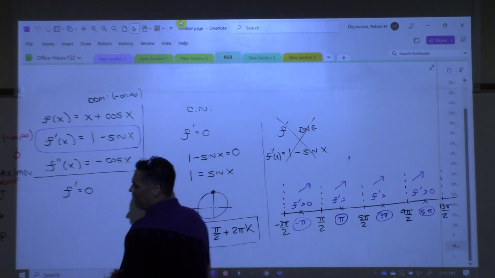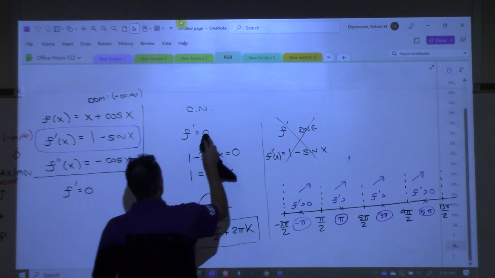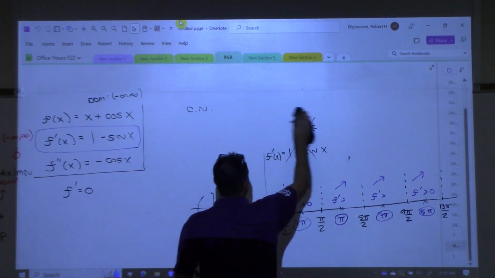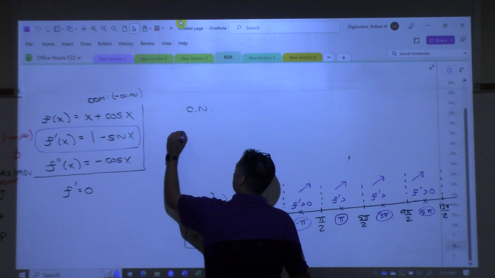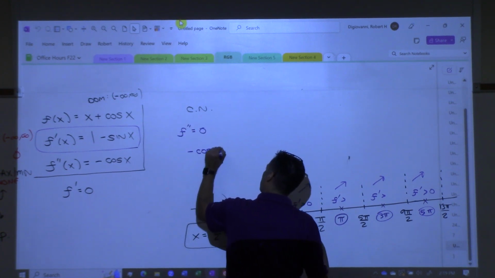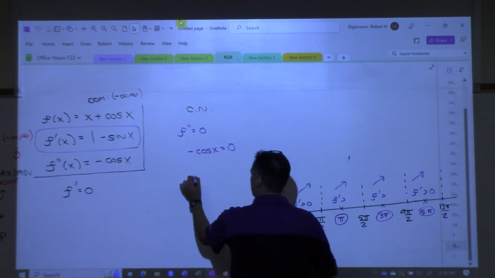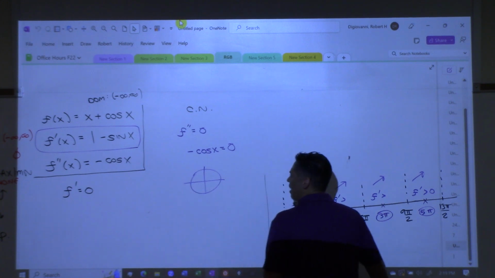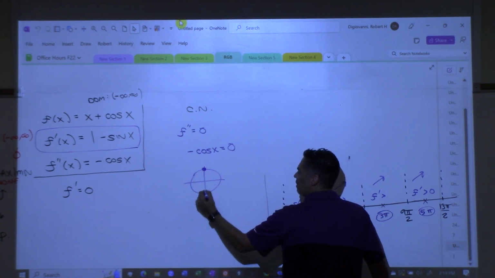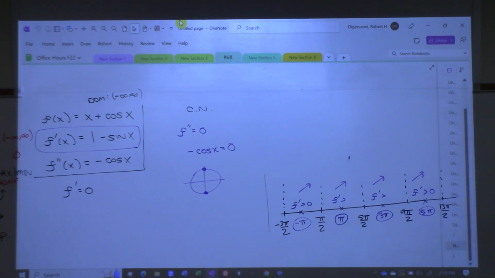Boom. All right. We're going to do everything now for the second derivative. Right? Everything again, second derivative this time. And the second derivative is super nice, right? Second derivative, let's set it equal to 0. And that's negative cosine x equals 0. So where is cosine 0? Go to your unit circle. Cosine is the x-coordinate. Here and here, right? It's not just pi over 2. It's pi over 2 and then also 3 pi over 2, right?